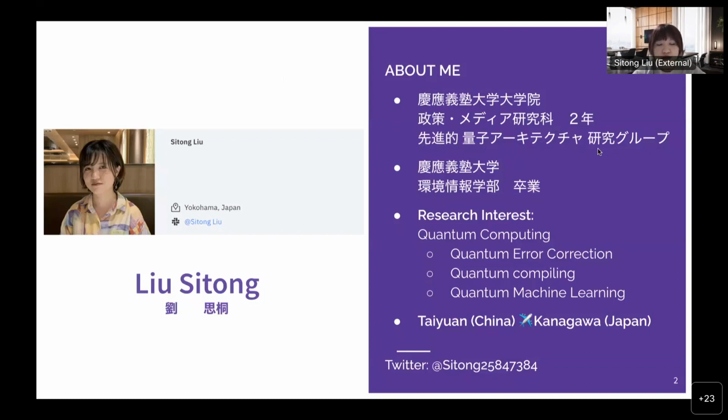I belong to the Advancing Quantum Architecture research group, which is a research group that studies quantum computing, and my research field mainly lies in quantum computing, especially quantum error correction, quantum compilation, and quantum machine learning.